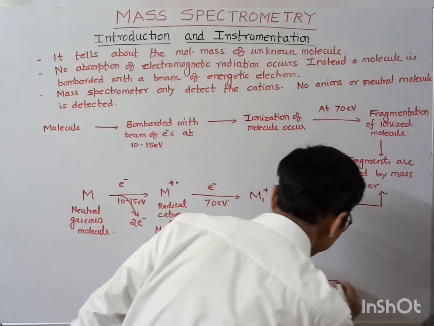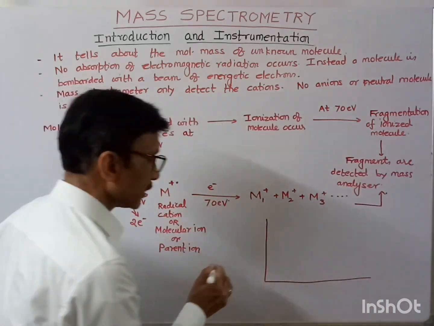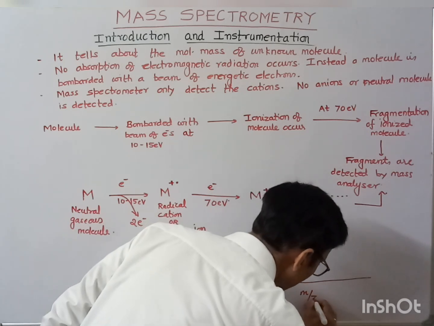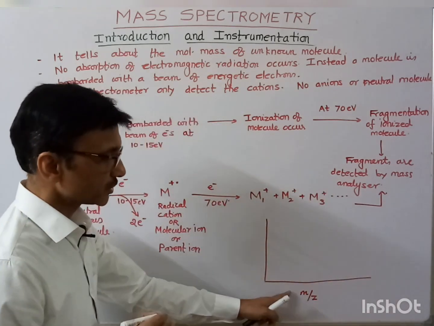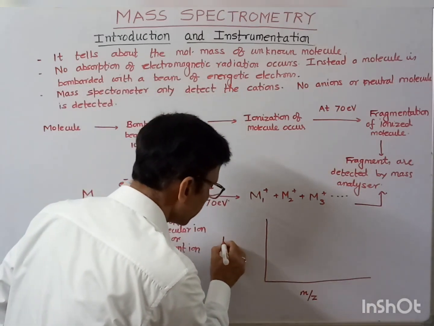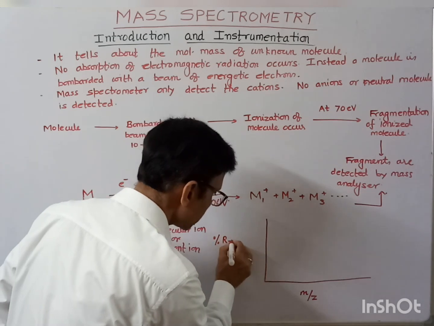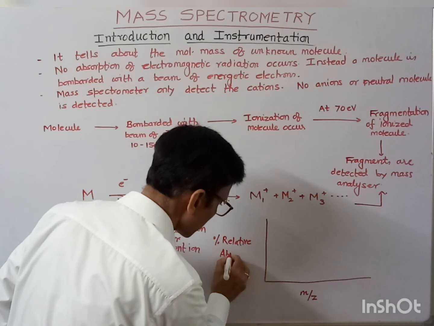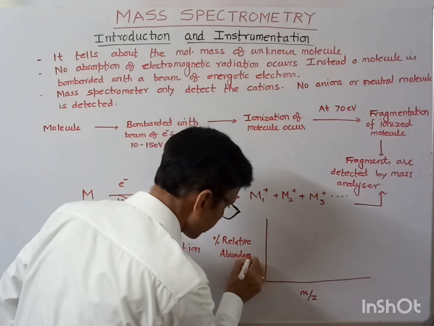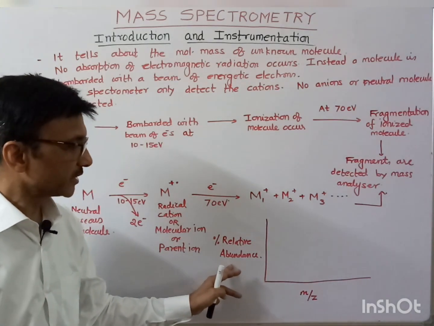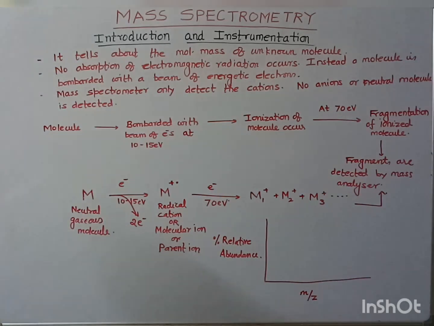Suppose the spectrum we get is between mass by charge ratio on the x-axis, and percentage relative abundance on the y-axis. So this mass spectrum we get is between percentage relative abundance and mass upon charge ratio.